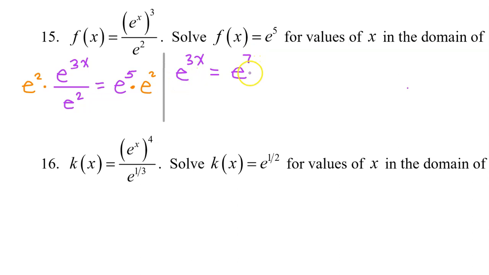Now, on both sides of the equation, we have base e. Therefore, the exponents must also be equal. So we can just set 3x equal to 7. Dividing both sides by 3, we get x is equal to 7/3. And that's the answer.